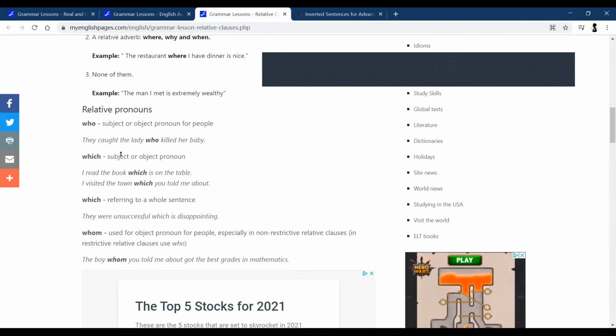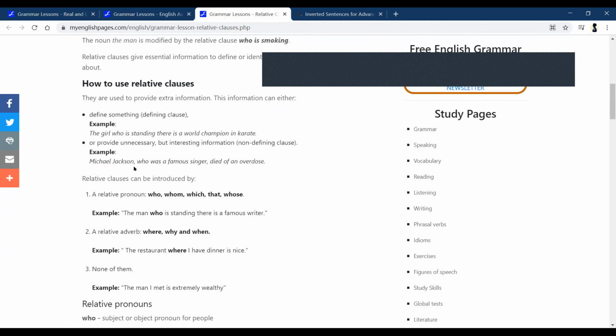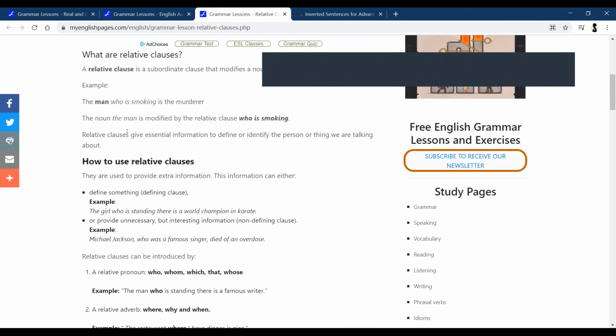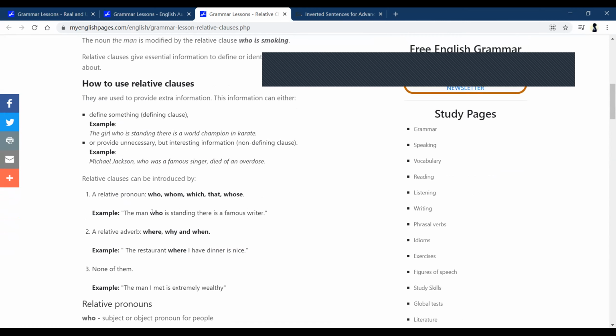So here are the differences between which and that. When you are using that, you don't usually add a comma before that. So, a comma, like this is a comma. You don't usually add a comma before the word that.